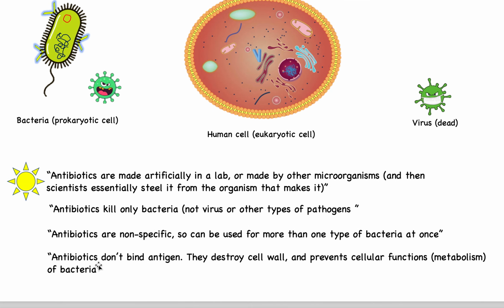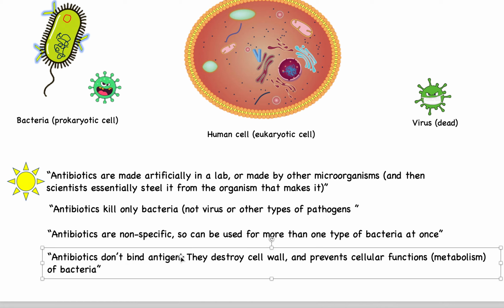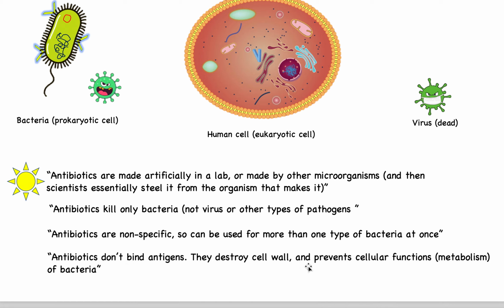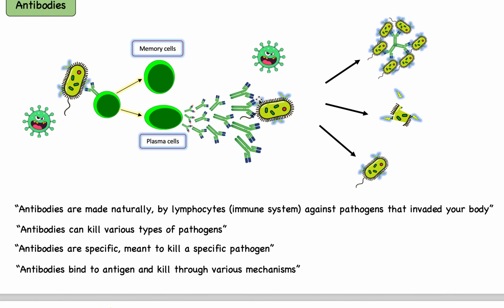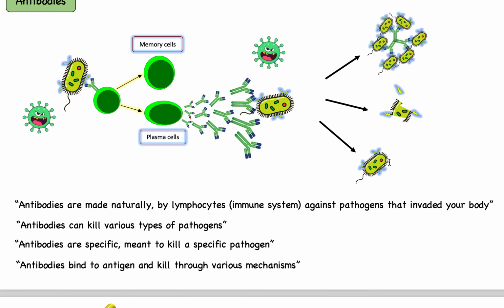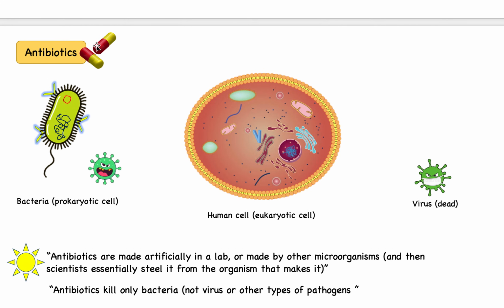Last one here. Antibiotics don't bind antigens. Okay, I'll fix this. They destroy the cell wall and prevent cellular functions, the metabolism of bacteria. So like I said with the antibodies, they bind to the antigen of the pathogen and then destroy them through various mechanisms, right? Well, antibiotics don't do that. They won't go and bind to this antigen and then destroy it. They go into the specific bacteria and then prevent the bacteria from synthesizing important proteins that allow it to survive. So that's basically what they do. They don't bind to the antigens and kill them that way.